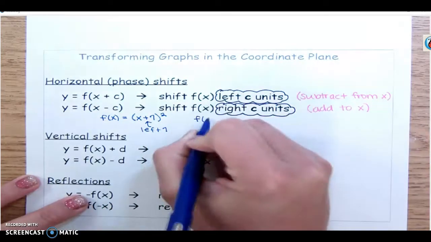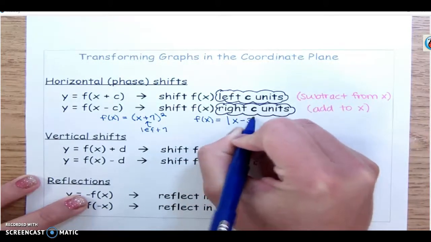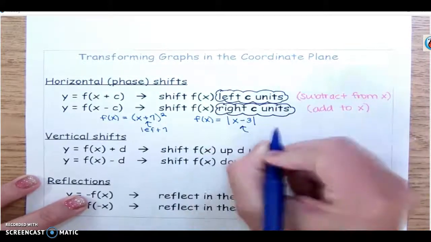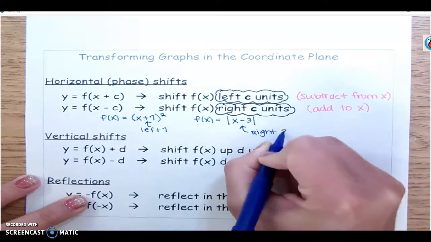So let's say I have absolute value of x minus 3. Okay, that's an absolute value function. But because of this x minus 3, because it's minus 3, it's really going to mean you're moving right 3 spaces.